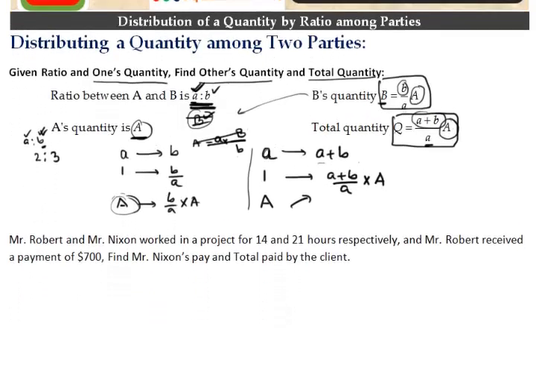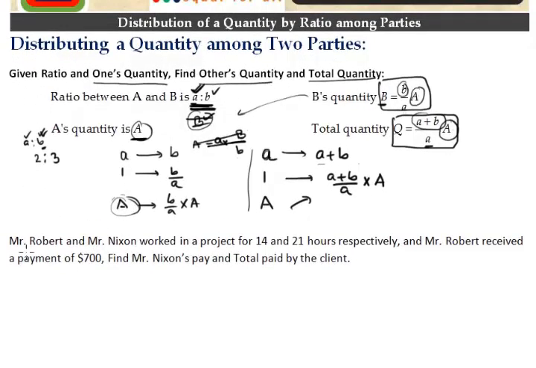Let us do one example. Mr. Robert and Mr. Nixon worked on a project for 14 and 21 hours. If we assume Mr. Robert is A and Mr. Nixon is B, then their ratio A:B is 14:21. If we simplify by 7, we will get 2:3, since 7 times 2 is 14 and 7 times 3 is 21. So this is the simplified ratio.